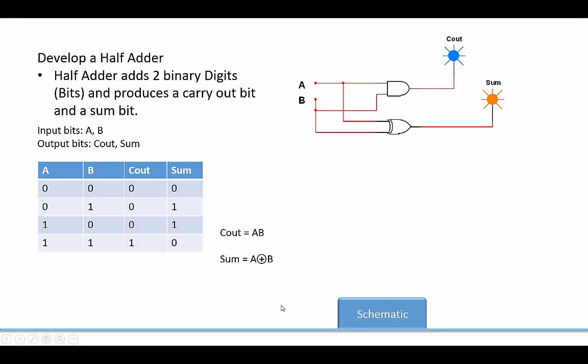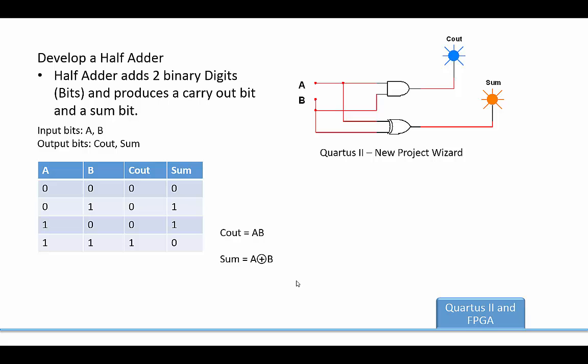So we'll now move into Quartus II with the FPGA. And there's a lot of steps we have to do there. We'll be using the new project wizard. Under there, we'll be introducing a new file. It's going to be a block diagram or schematic file. You'll see all these on the accompanying videos.